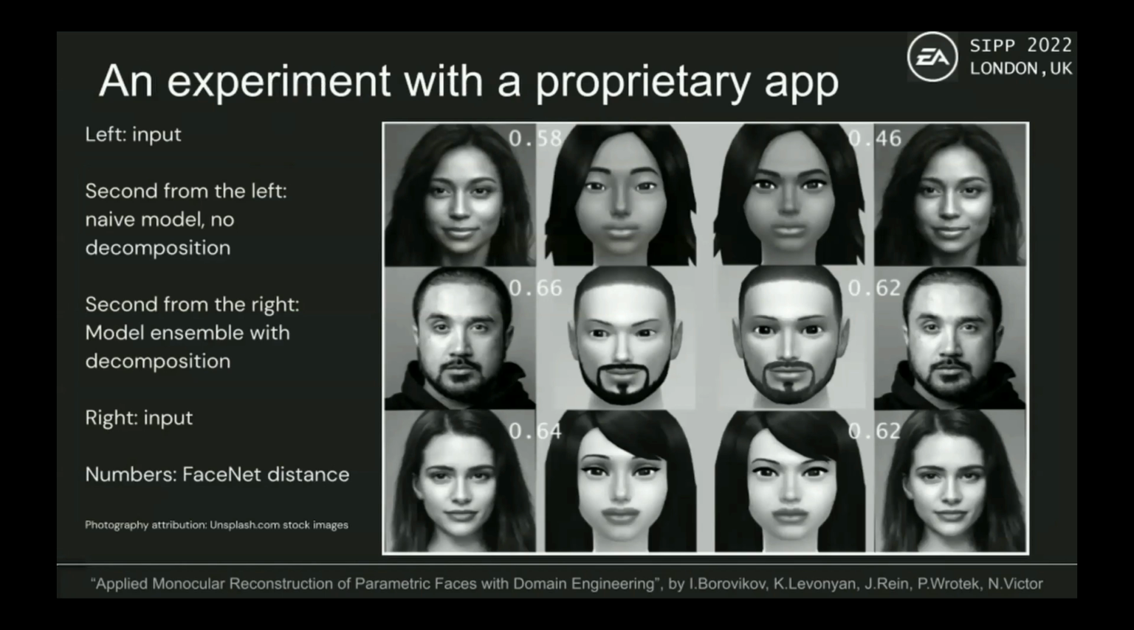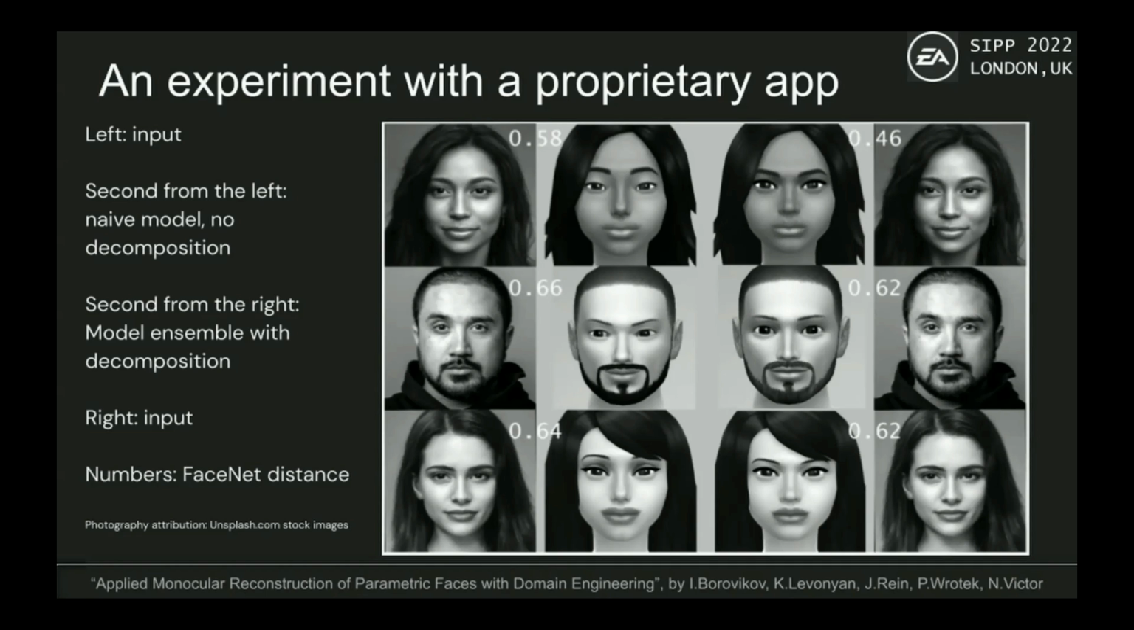Is the proposed approach indeed better than the naive aggregate one? To answer the question, we consider a couple of experiments. Our first ad hoc experiment was with a proprietary application. We trained a local model using SqueezeNet to speed up the training process. The image on this slide shows the inputs, left and right columns. The second column shows reconstruction with a single aggregate model. The third column shows results coming from the proposed ensembling. The numbers correspond to the FaceNet cosine distance between the neighboring pairs of the faces.